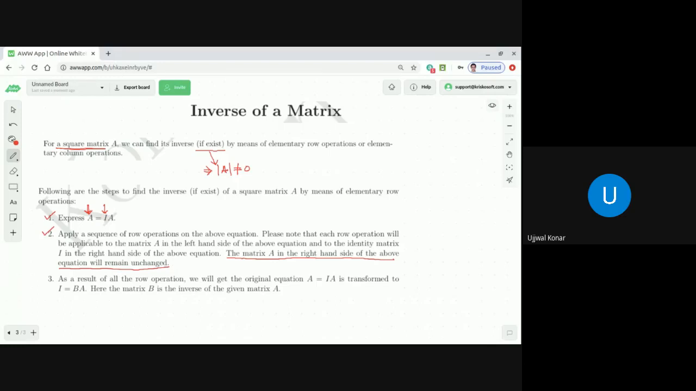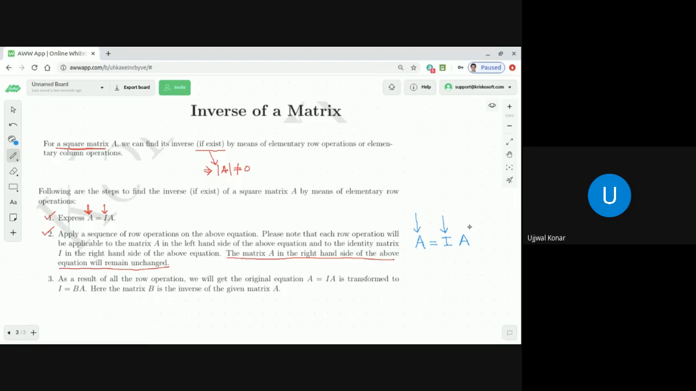So I repeat once more, dear students. We have this equation. Let me write it here, in a different color. A is equal to I into A. What the second step is mentioning is that if you perform a row operation on the left-hand side matrix A, perform the same row operation on the identity matrix. But do not change anything on the matrix A in the right-hand side. That will remain the same as it is.